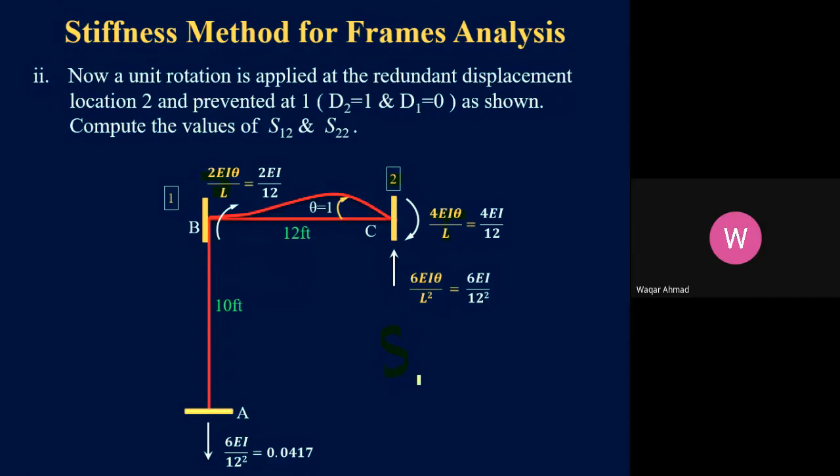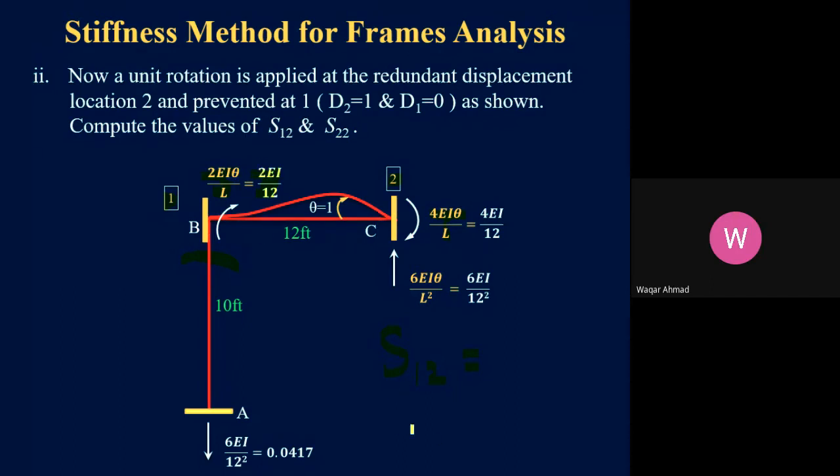Now, what coefficients am I getting from this slide? I'm getting S12, the action at coordinate 1 due to displacement applied at coordinate 2. What will be this value? This value will be equal to 2EI over 12. Why am I not taking any moment value from this member? Because there is no moment induced in this member due to this clockwise rotation at the point C. So the value will be 2EI over 12.